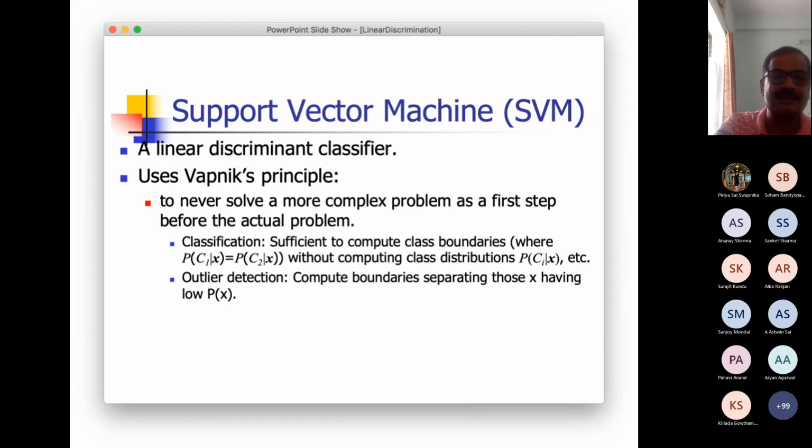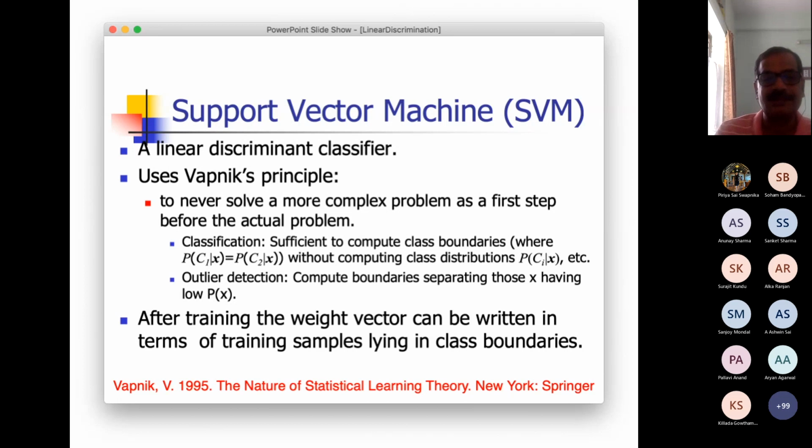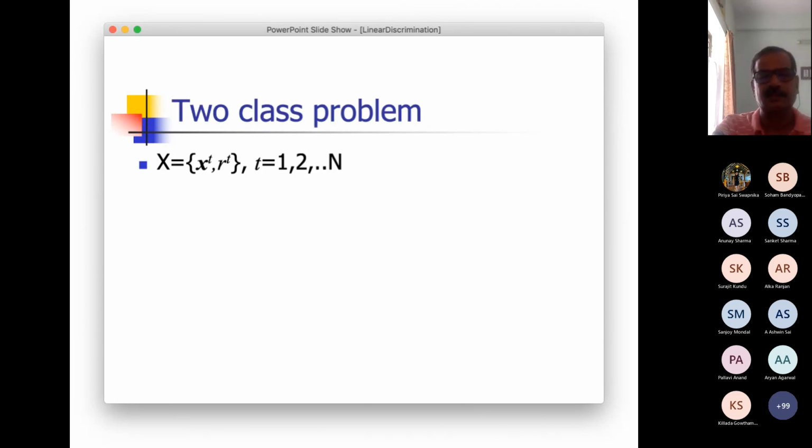So classification and outlier detection, these are the two important parts. Let us go through the problem statement, and those samples which are lying on those boundaries are called support vectors. So in the problem statement, we will be considering the two-class problem.